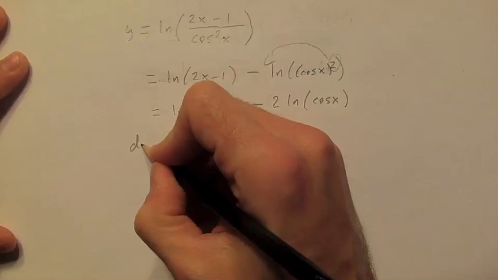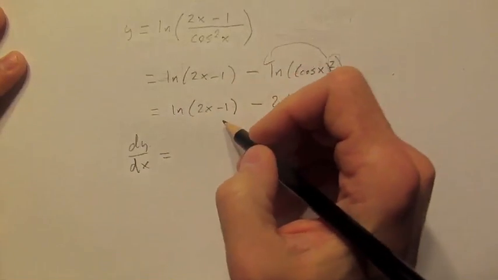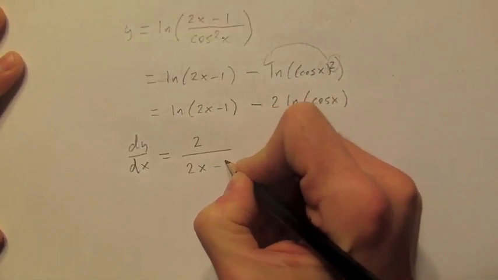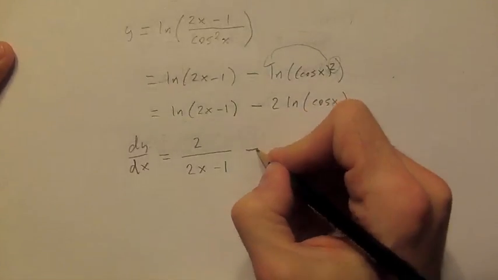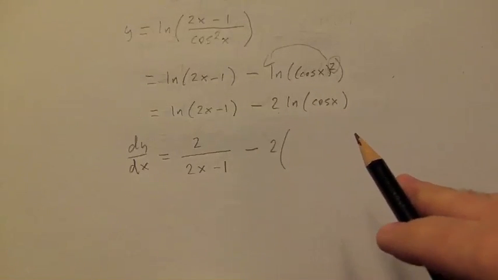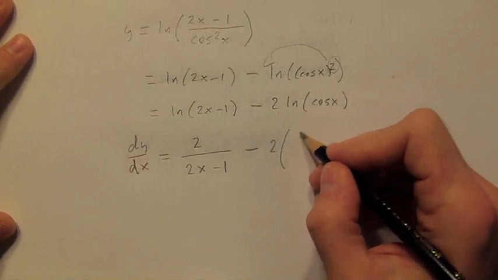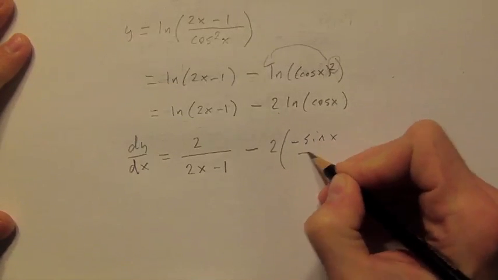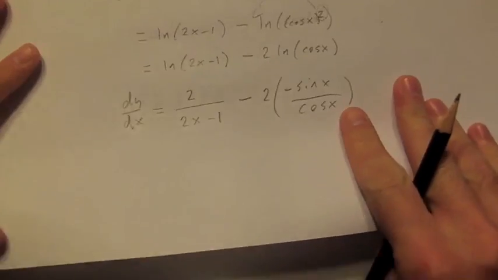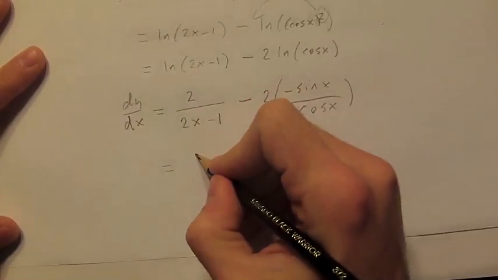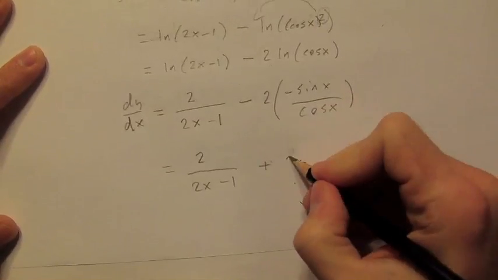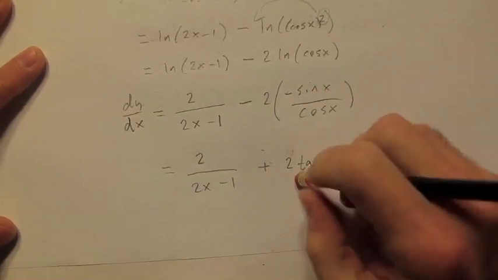So when I take the derivative, the natural log of 2x minus 1 will be the derivative of this stuff, which will be 2, over itself, 2x minus 1, simple enough, minus 2 times the derivative of natural log of cosine of x, which will be the derivative of cosine, which is negative sine, over itself, cosine. So if we were to simplify this, we would get 2 over 2x minus 1 plus 2, and sine x over cosine x is tangent.